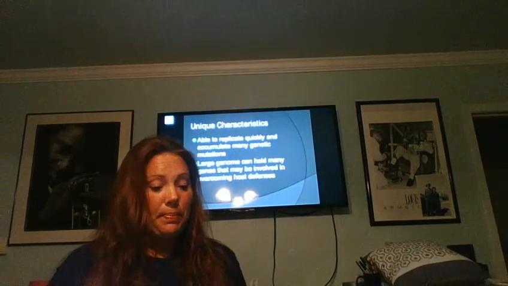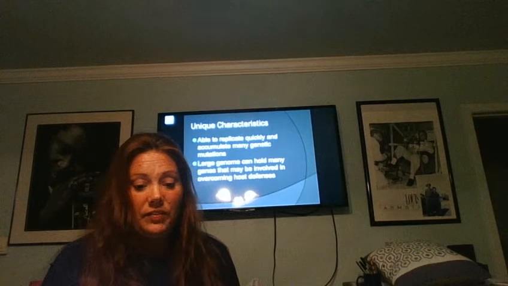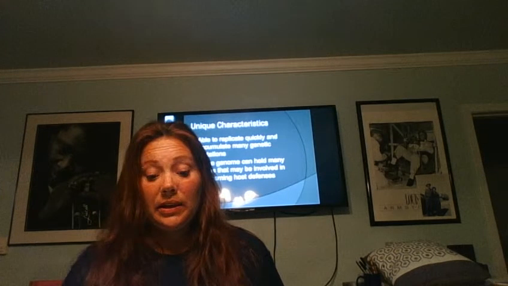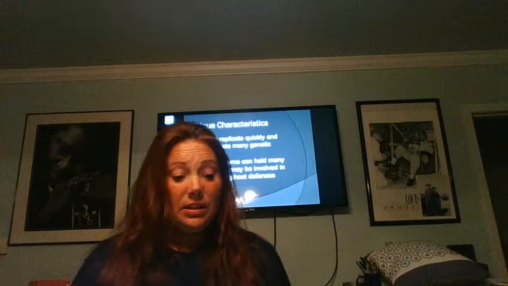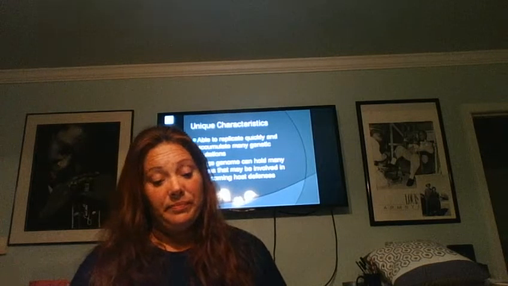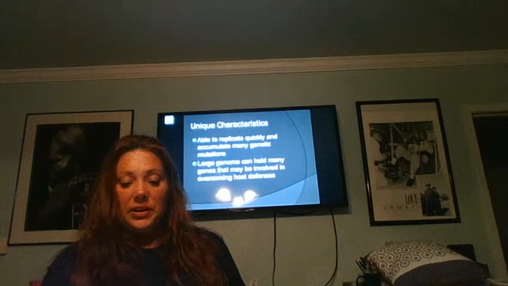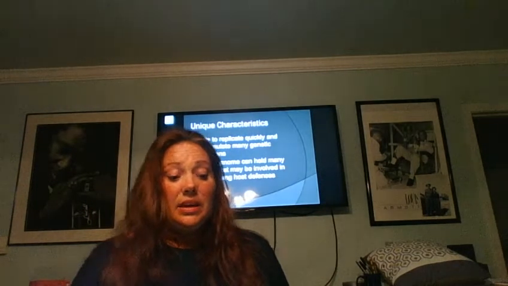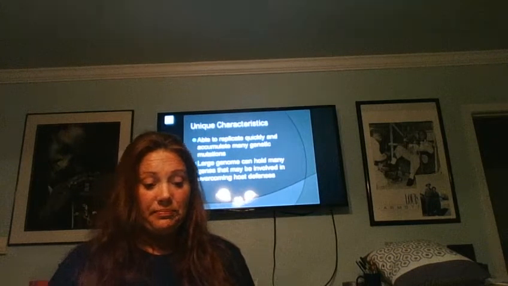Human CMV possesses unique characteristics that help it to avoid the host immune system. First, the virus is able to replicate quickly, which allows it to develop a variety of genetic mutations that may help it evade the immune system. In addition, its large genome, 230 kilobases, allows it to carry a relatively large number of genes that may provide assistance in overcoming host responses.